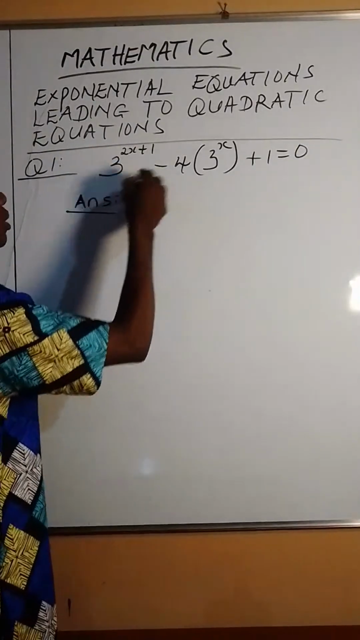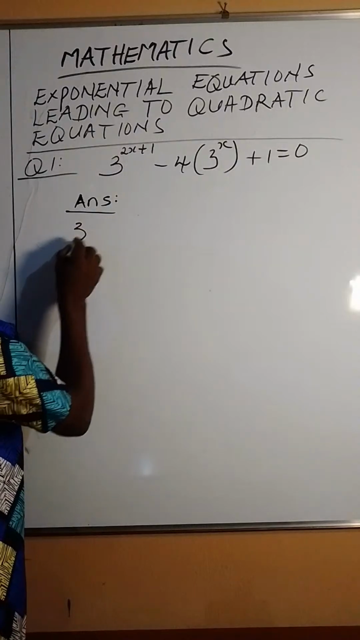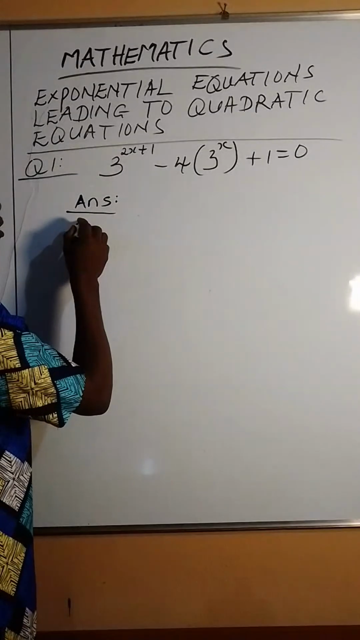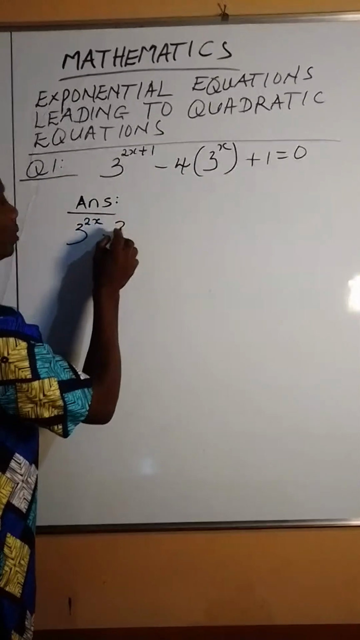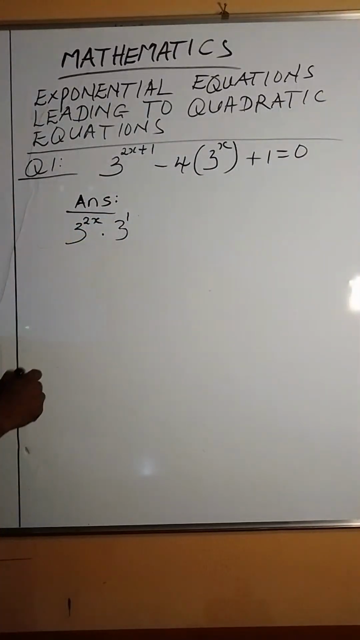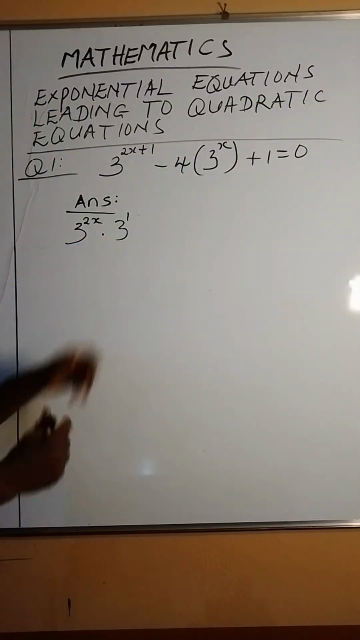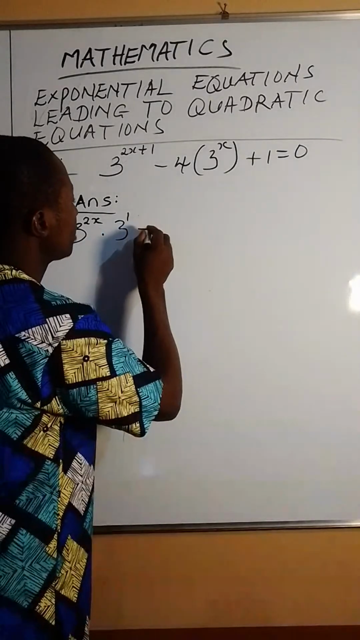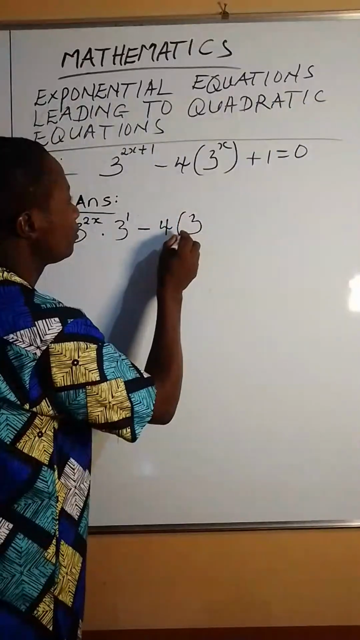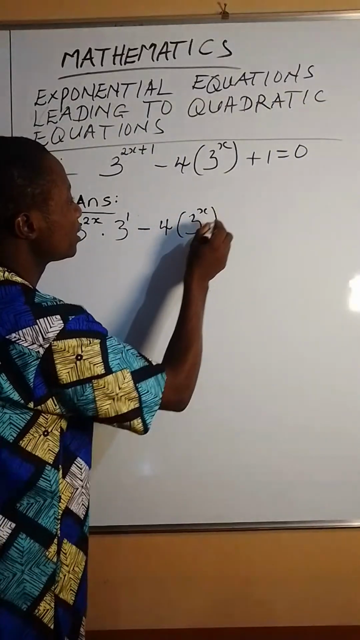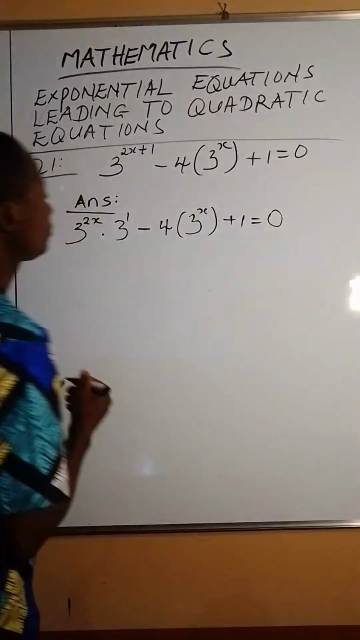So this one here, we are going to reduce it to this form. We are going to have 3 raised by 2x dot 3 raised by 1. Okay, this dot means multiplication. That is what the dot represents. Then this is minus 4 bracket 3 raised by x, then plus 1 equated to 0.